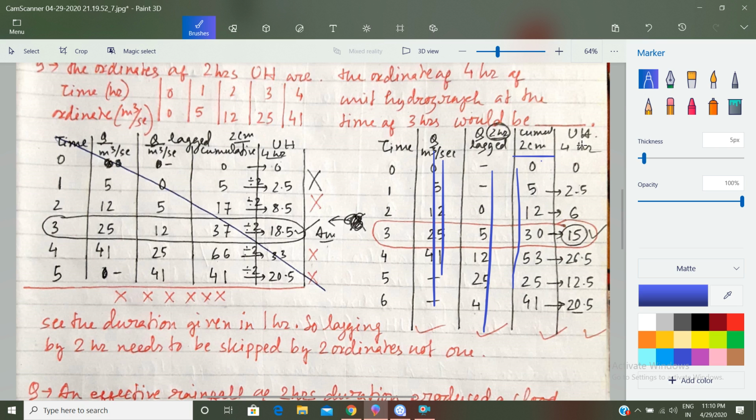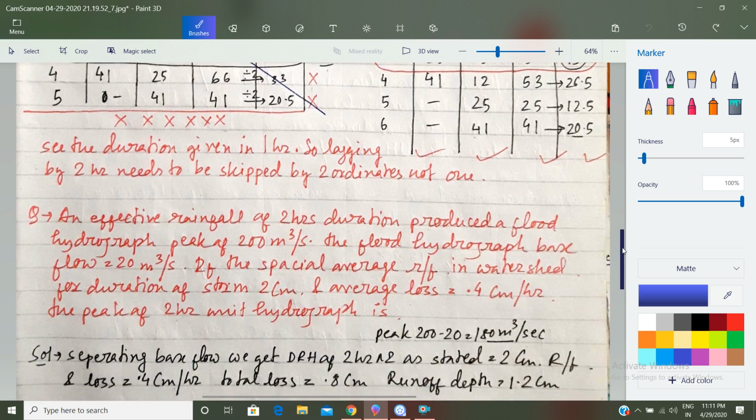We need a unit hydrograph, a 4-hour unit hydrograph. So for the unit hydrograph, we have to divide this by 2. We have divided these ordinates by 2. See, 0 divided by 2 equals 0, 5 divided by 2 equals 2.5, 12 divided by 2 equals 6, 30 divided by 2 equals 15. Now we need, in the third hour, what will be the peak discharge? This one is 15, this one is the answer. Okay, now see the next question.